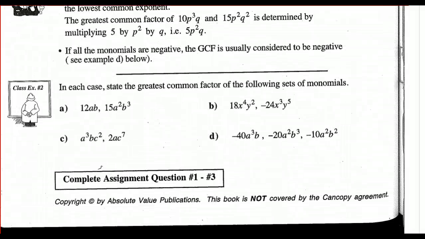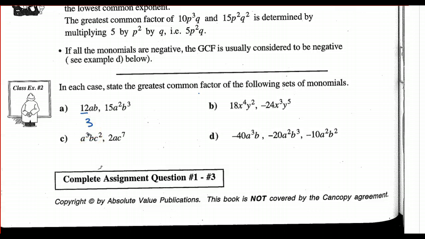Let's do example number 2 here. It says, in each case, state the greatest common factor of the following sets of monomials. Let's first do the coefficients, the 12 and the 15. I can do that one in my head. The greatest common factor between 12 and 15 is going to be 3.